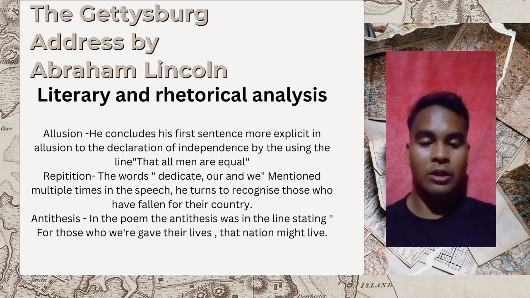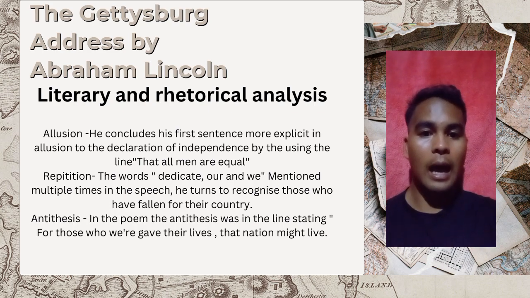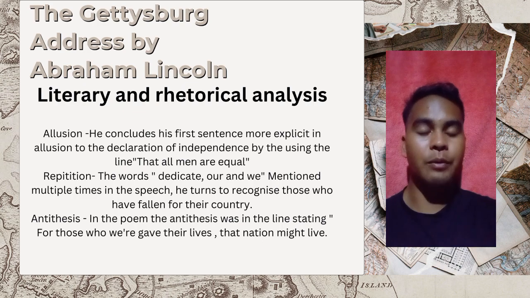For the literary and rhetorical analysis, the Gettysburg Address is renowned for its rhetorical power and literary elegance. Lincoln employs various rhetorical devices, including parallelism, antithesis, and repetition, to craft a speech that is both rhetorically compelling and emotionally resonant. The use of parallel structure in phrases such as "government of the people, by the people, for the people" emphasizes the democratic principles upon which the nation was founded and reinforces the unity of purpose among the American people.